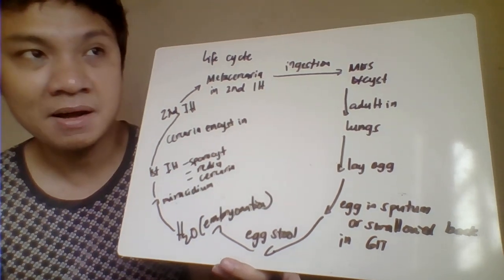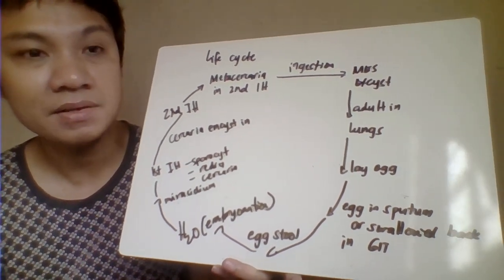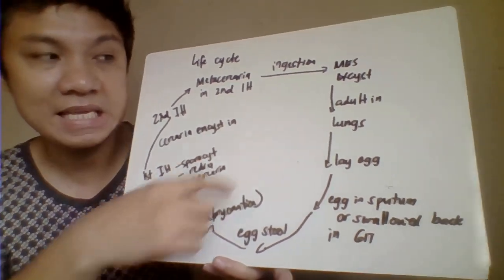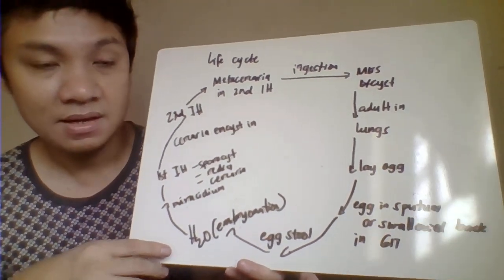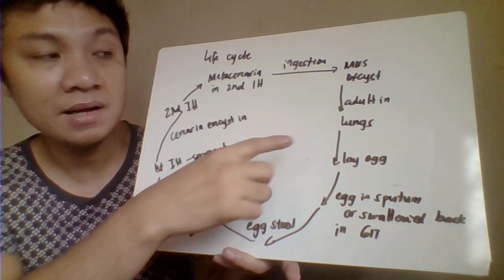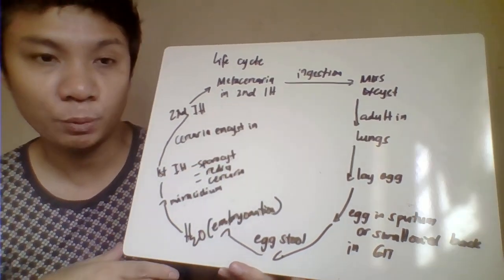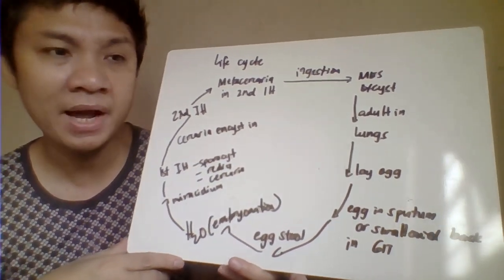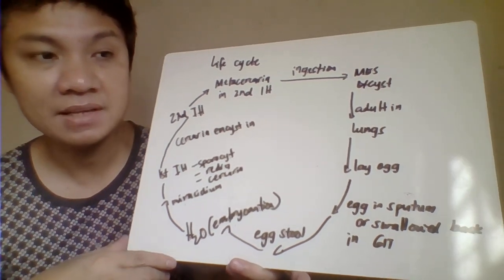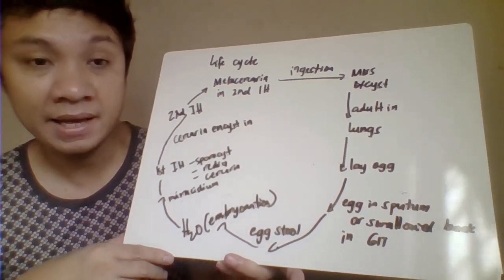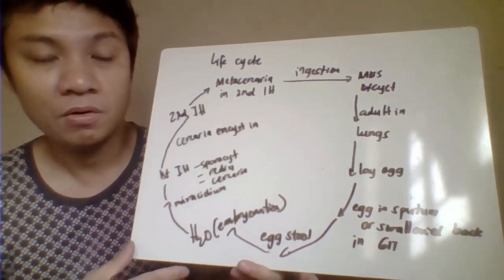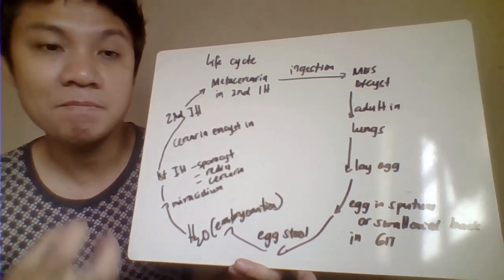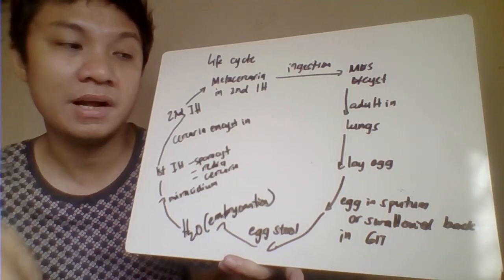And then this excysted Metacercaria will try to circulate in your body, penetrate your blood vessels, and eventually go to your lungs. In the lungs, they mature to become adult worms. After several days, the adult worm lays eggs. Eggs can be found in the sputum, or some of the eggs could be swallowed back from your lungs going to your gastrointestinal tract.